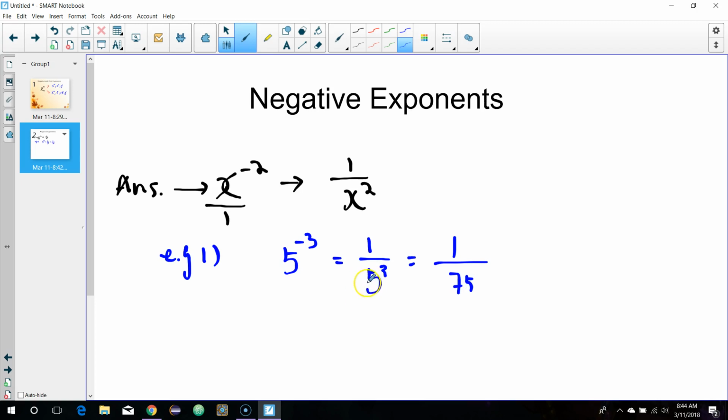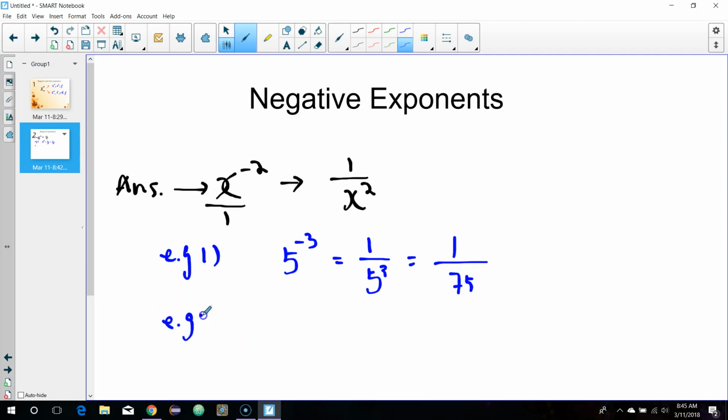So if your base is just a number and the exponent is not too bad, you can always use a calculator for it. If the base is actually a number, then you can convert that into the proper answer. So now I know 5 to the power of negative 3 actually is equal to 1 over 75. Okay? Let's put another example.